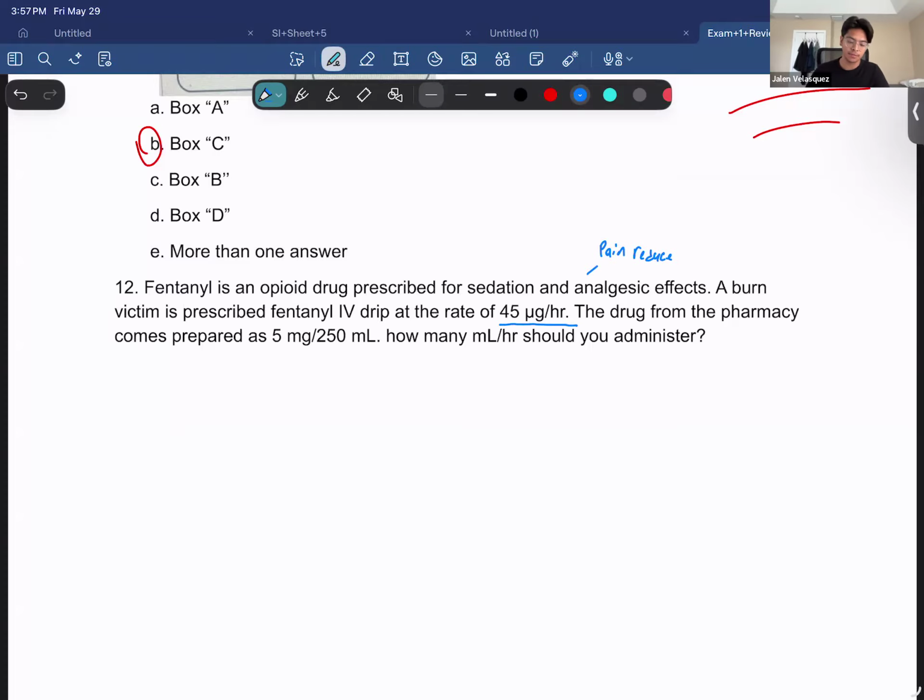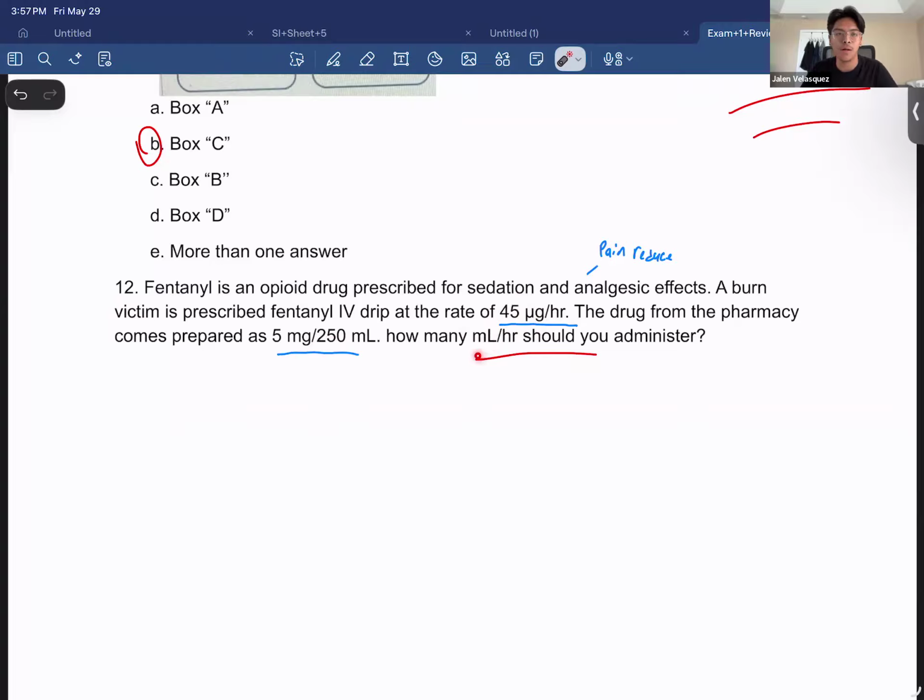Okay. This is what we're starting with. The doctor says this is what you need, 45 micrograms per hour. However, this is how the drug is coming prepared. So we need to figure out how many milliliters per hour we have to administer to this patient. I'll give you a couple of minutes just to start working on it. We'll go over it and I'll be back in just one moment.